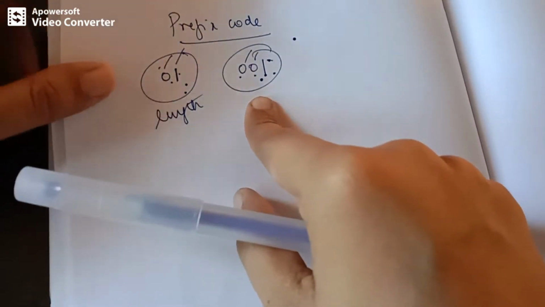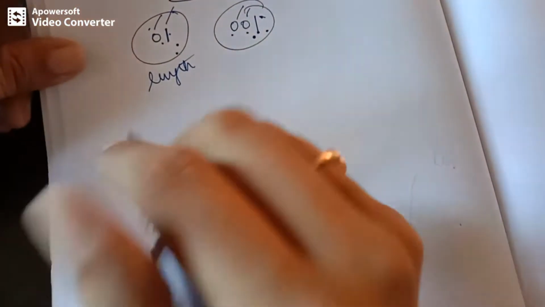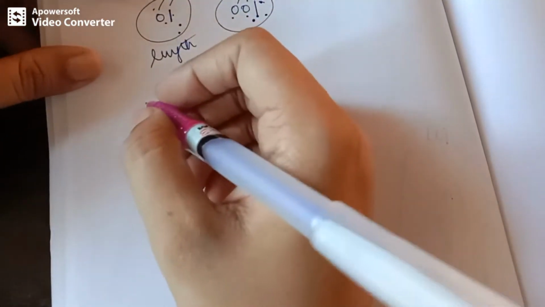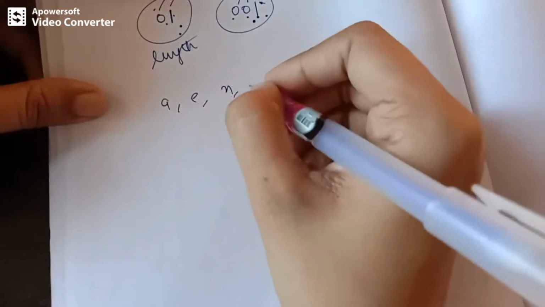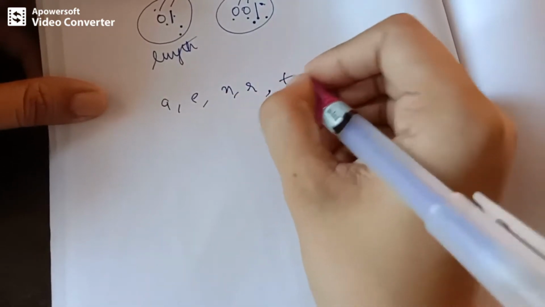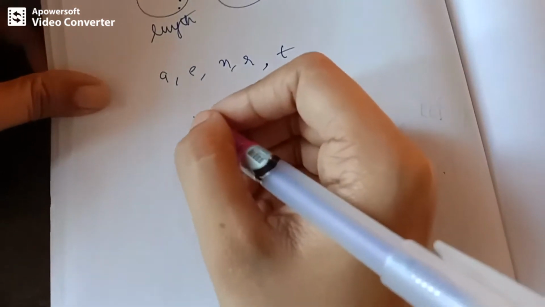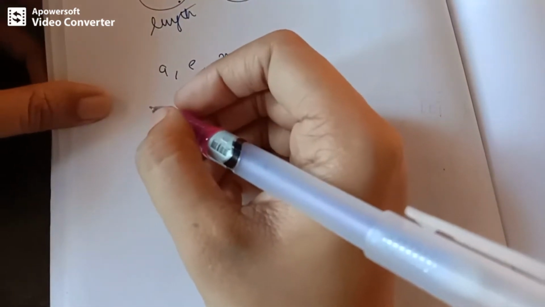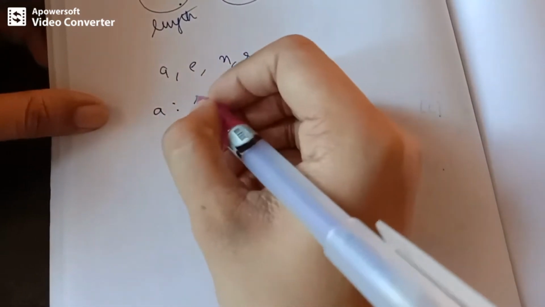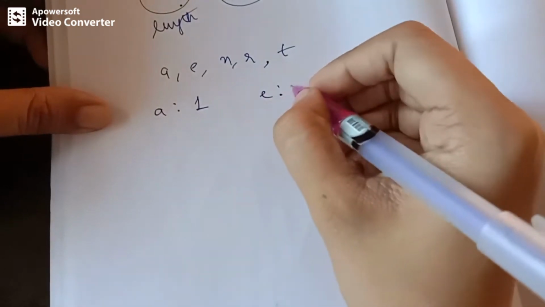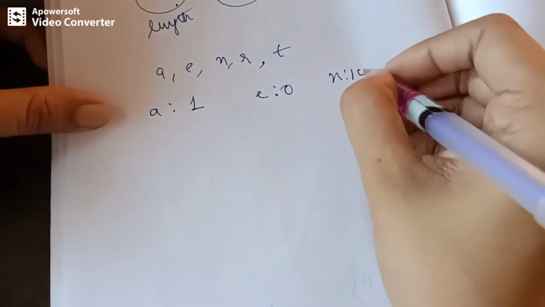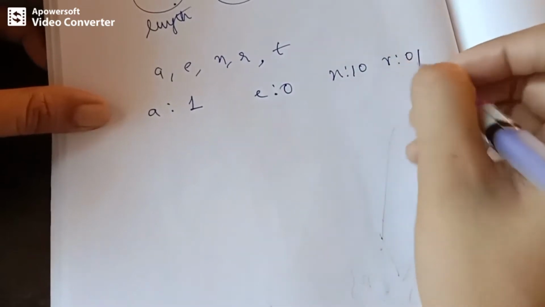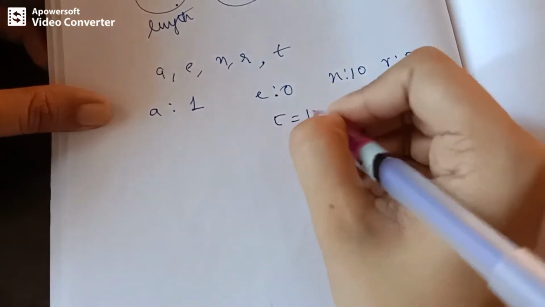Let's say that we have a message to be transmitted, and this message consists of the letters A, E, N, R, T, and let's say it has a code. A has code 1, E has code 0, N has code 10, R has code 01 and T has code 101.